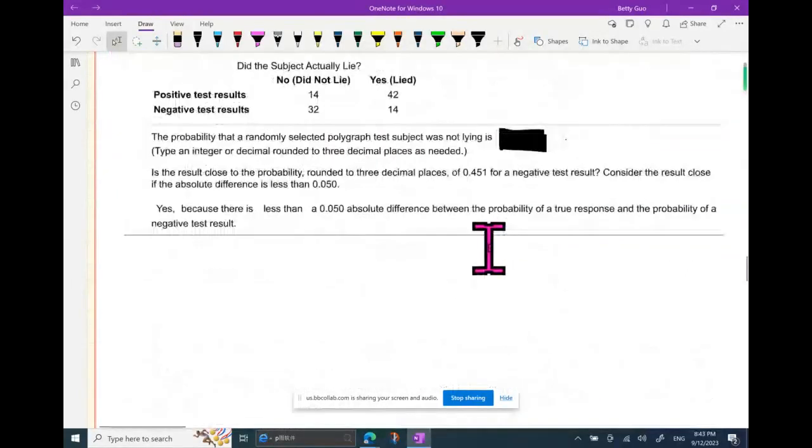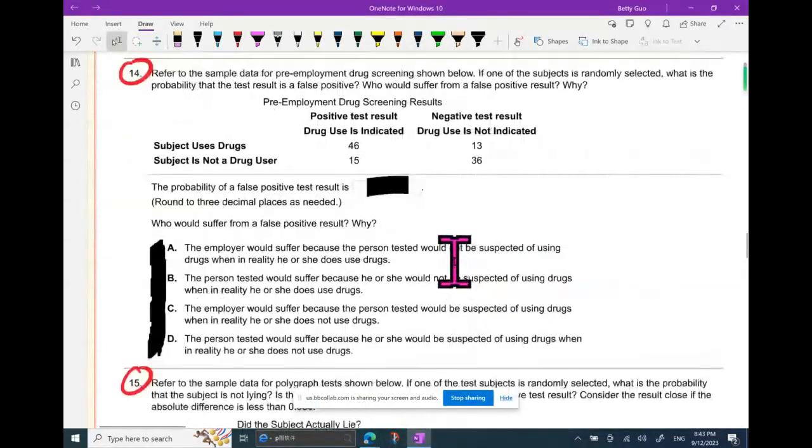Let's see, do we have any other classical models? No, those two are empirical. Let's look at number 14. Those are good problems though. Number 14.